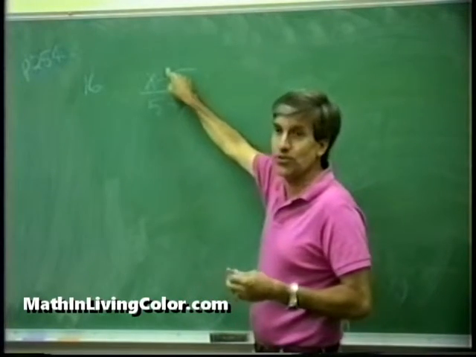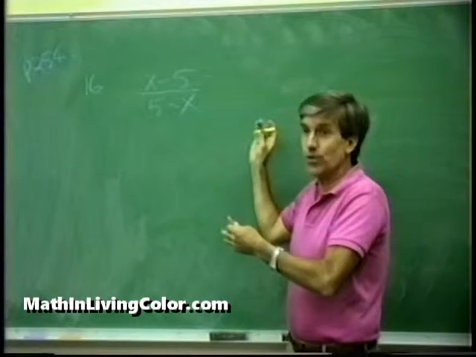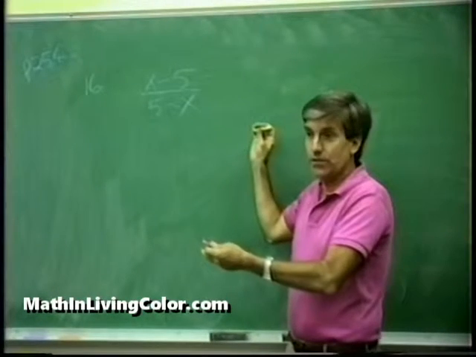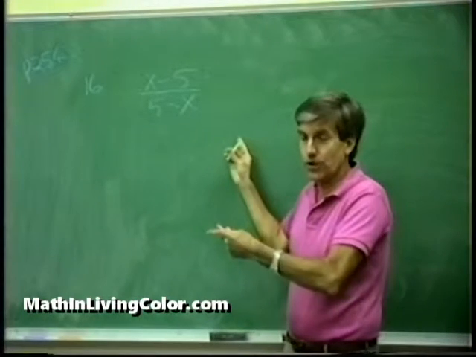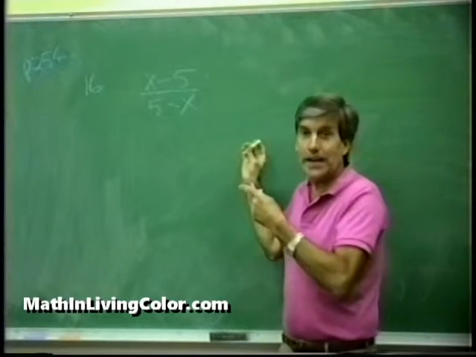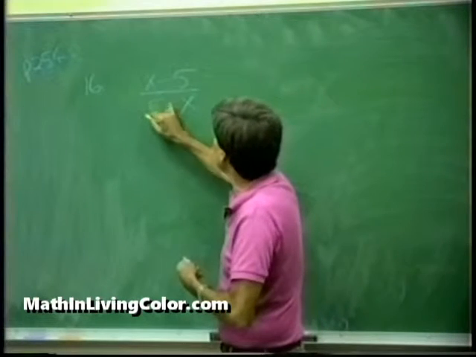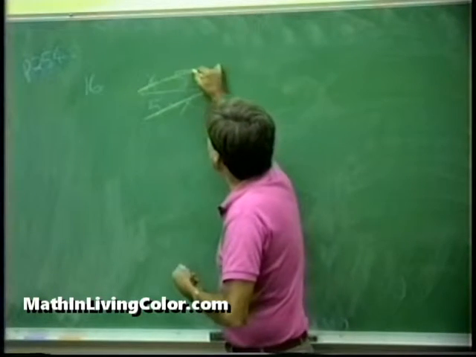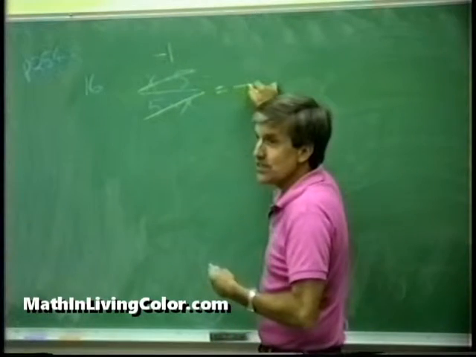And what happens when you divide a number by its negative? You automatically get what answer? Negative 1. See? If you divide 3 by negative 3, what do you get? Negative 1. If you divide 10 by negative 10, what do you get? Negative 1. When you divide any number by its negative, you get negative 1. So it just goes negative 1 times, and the final answer is negative 1.